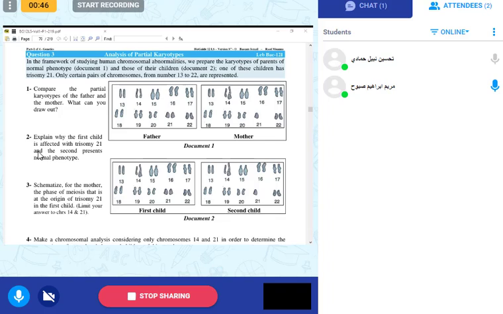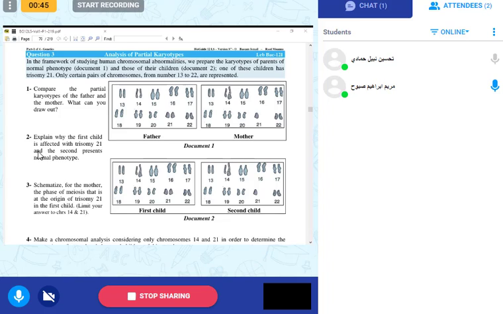In the framework of studying human chromosomal abnormalities, we prepare the karyotypes of parents of normal phenotype, document 1, and those of their children in document 2. One of these children has trisomy 21. Only certain pairs of chromosomes from number 13 to 22 are represented. So Maryam, we have a normal father and a normal mother. But we have two of their children. One of them has a trisomy 21.